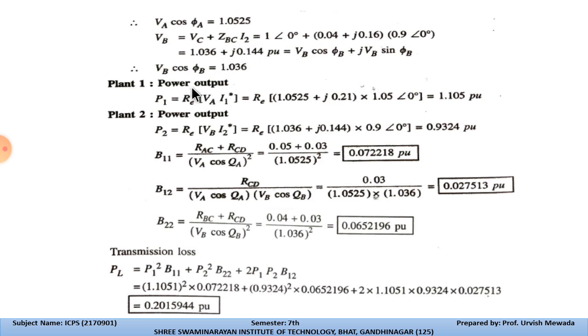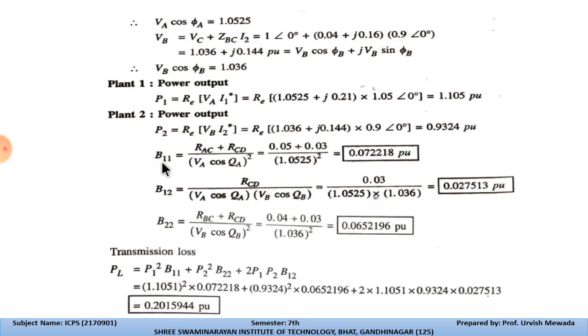Now plant 1 having the power output, that is P1 is equal to I square R, so R is the resistance, and the real part of VA into I1 conjugate. This is the equation of P1, in which we are putting the value of VA and I1 conjugate over here. So P1 will be 1.0105 pu. And the power output of plant number 2, P2, is equal to real part of VB I2 conjugate. So real part of VB, that we have already derived, multiplied with 0.9 at angle 0. So P2 will be 0.9324 pu.